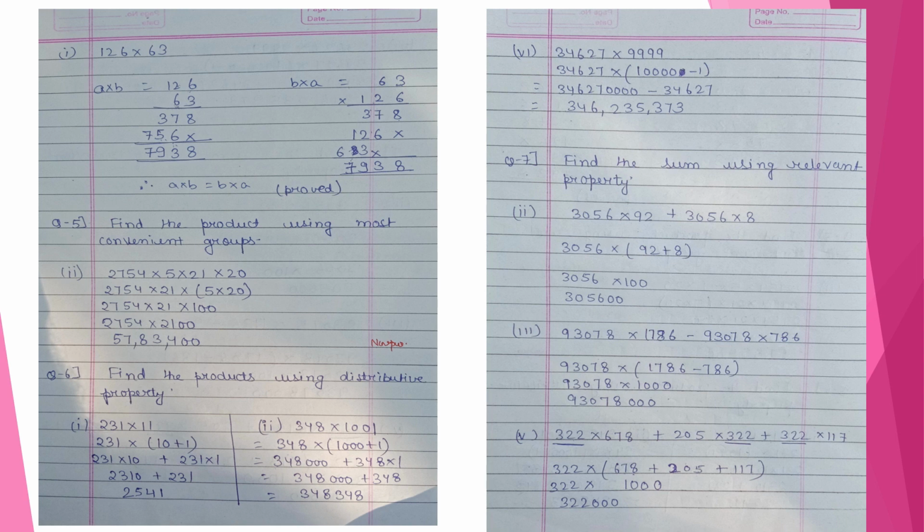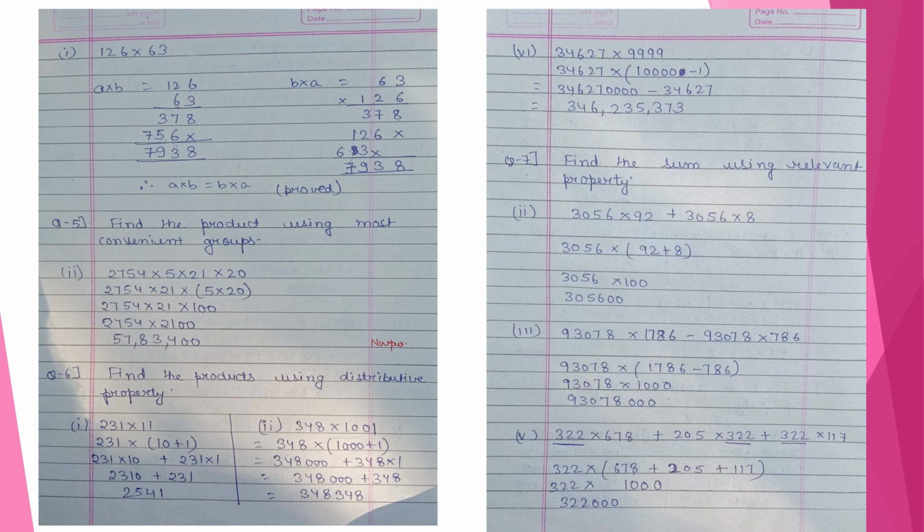7938. Then we are doing the second part of the question, that is 63 into 126. So as you can see, we have again got the same product, 7938. So we are able to prove the commutative law of multiplication, that is A into B is equal to B into A.